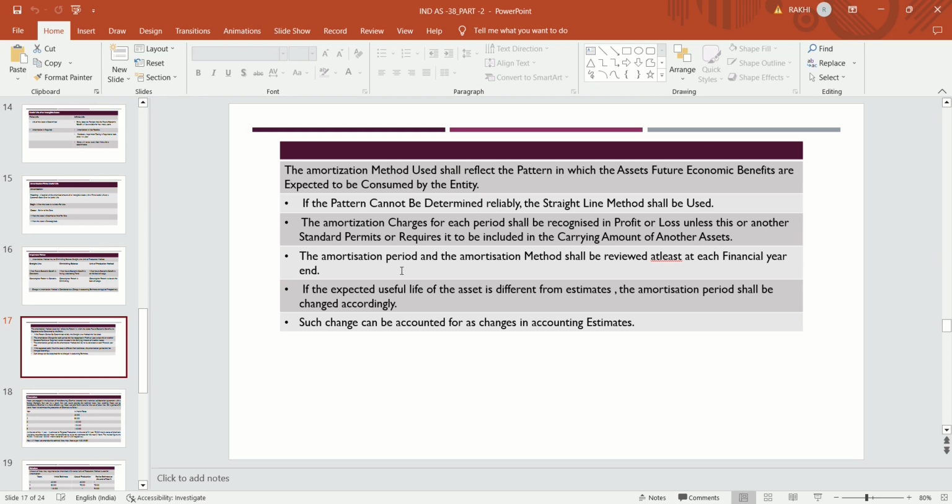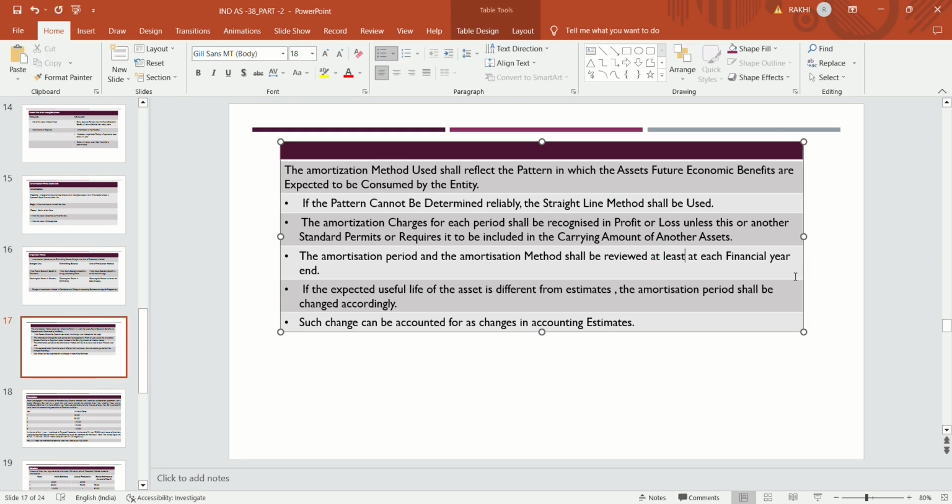Amortization period and amortization method shall be reviewed at least at each financial year, means at the end of every financial year, the method and period both should be reviewed. Which method: straight line, WDV, or the unit of production method, or period, means useful life of the asset. So it should be reviewed in each financial year.